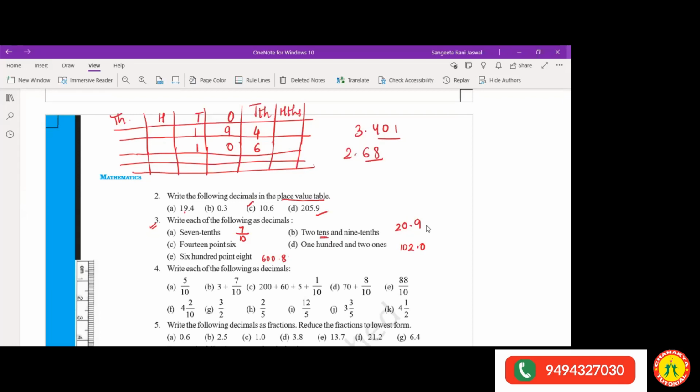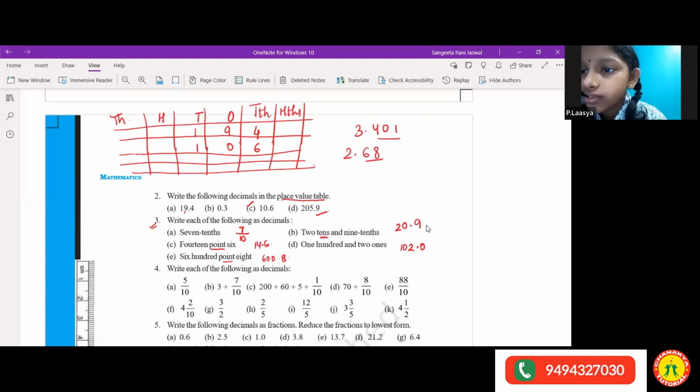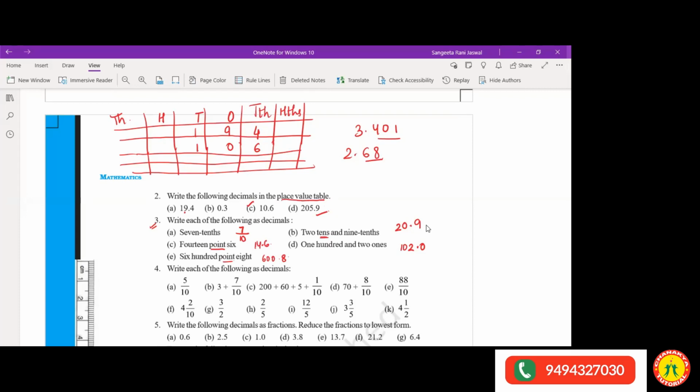Now this is 14.6. Anyone can write 14.6. This is the actual way of writing in words, not like this. You should never write point like this. It should be 14/10 and 6/10, or you can write 1/10, 4/1, and 6/10. So the printed part is not actually written correctly. You should never write it like this.